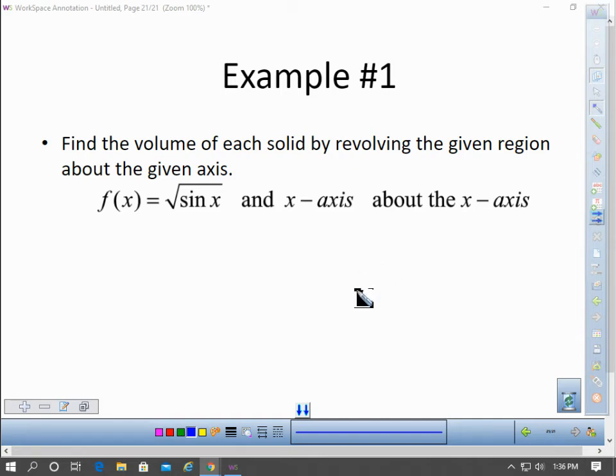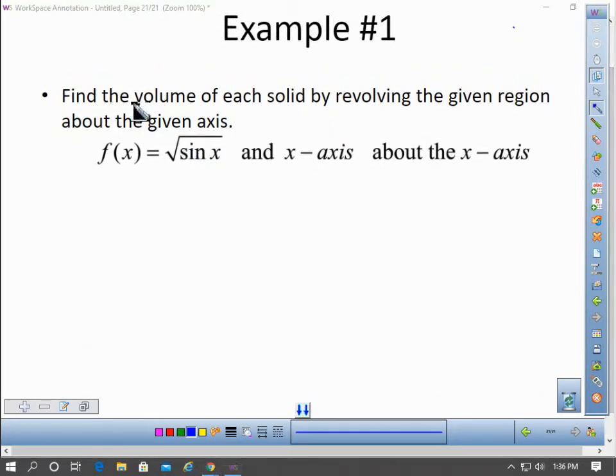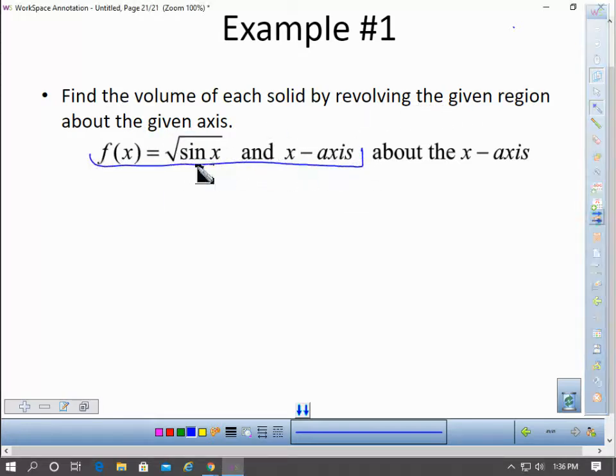All right, so now we're going to do an example finding volume using disks. Find the volume of the solid by revolving the given region. Our region is going to involve these two things about the given axis. So we're going around the x-axis. The best thing to do whenever you're doing these is to sketch a picture.